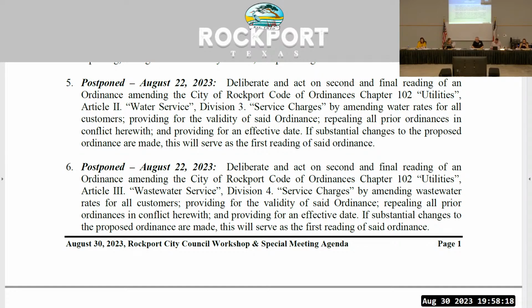Do I need to read all this, Kimberly? You're giving me an ugly face. As read. But it wasn't read. You read the caption. No, this is the first reading. Art's giving me a green light. Go ahead. I did it. You did good. Do I have a second? I will second. I have a motion and a second.